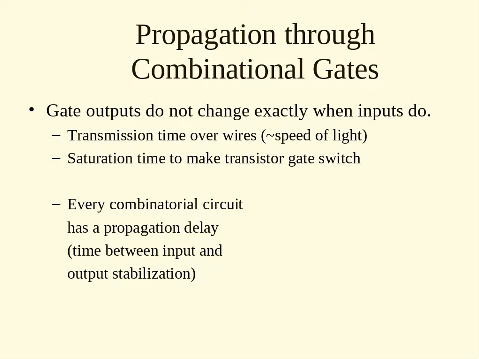All right. Now, just to recap, just to make sure we're all on the same page in case you missed it. Gate outputs do not change exactly when the inputs do. There is a delay. It's about the speed of light and saturation time, or what I call gate delay, which is how long it takes a transistor to make the switch. Every combinatorial circuit has a propagation delay: the time between input and output stabilization. It is important to think of it as stabilization because the output will fluctuate up and down until it finally stabilizes to the correct output.